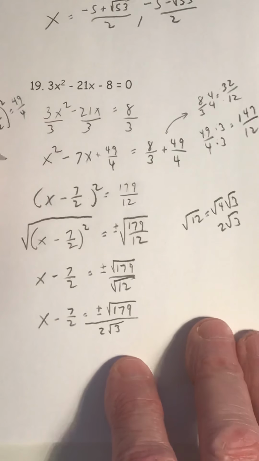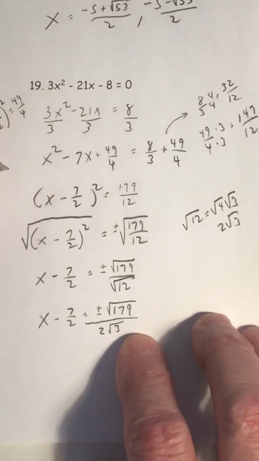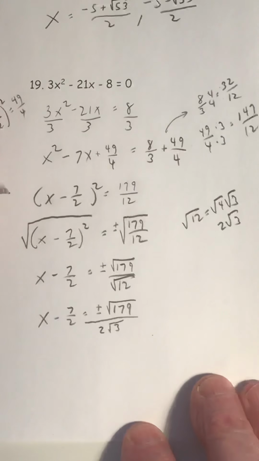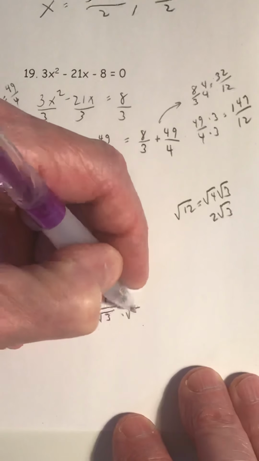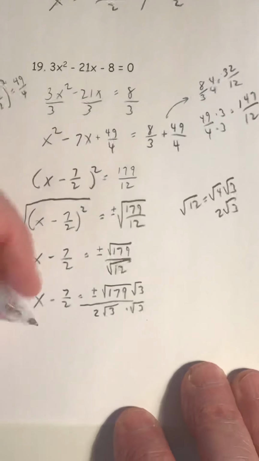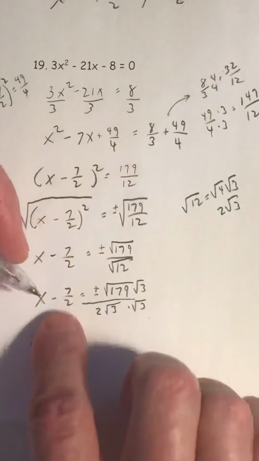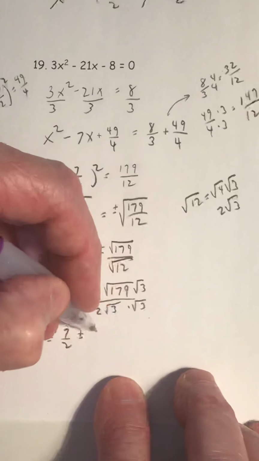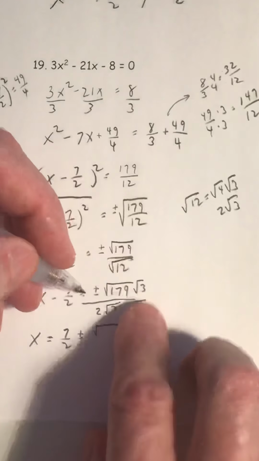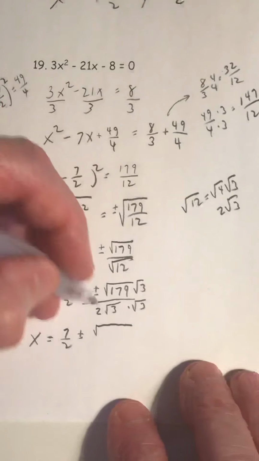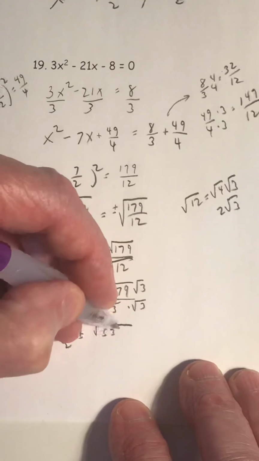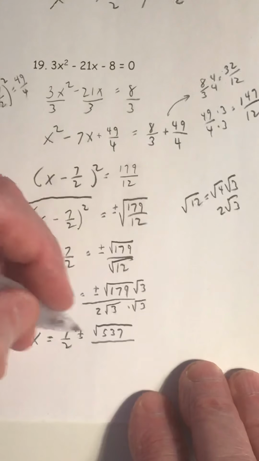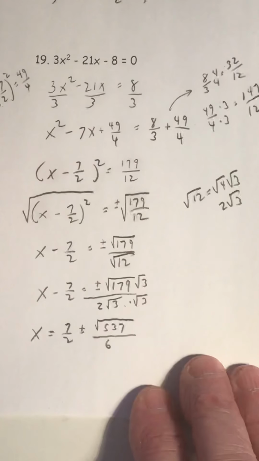Okay. And then if you want a perfect answer, we don't want a radical sign in the denominator, so we're going to multiply the top and bottom by square root 3 to rationalize the denominator. So then we have x, and why don't I add the 7/2 to both sides in the same step. 7/2 plus or minus the square root of, what's 179 times 3? 537. Is this thing getting crazy or what? Over 2 times root 3 times root 3 makes a 3, so that's over 6.